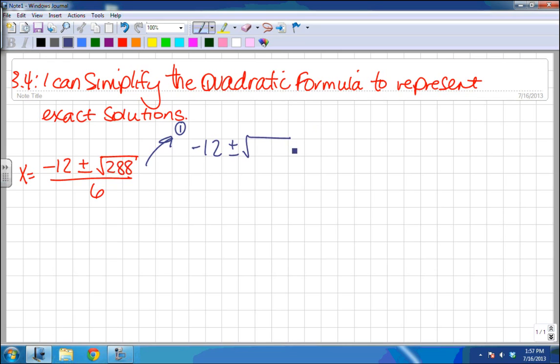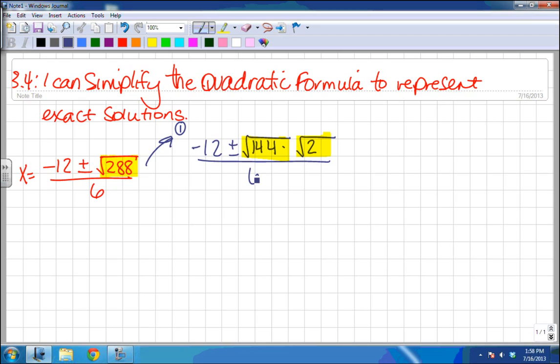you know, and you can figure out what perfect root goes into 288. For example, I know that 144 goes into 288. So 144 times 2 gives me 288. So I can rewrite my expression. Instead of the square root of 288, I've got the square root of 144 times the square root of 2.